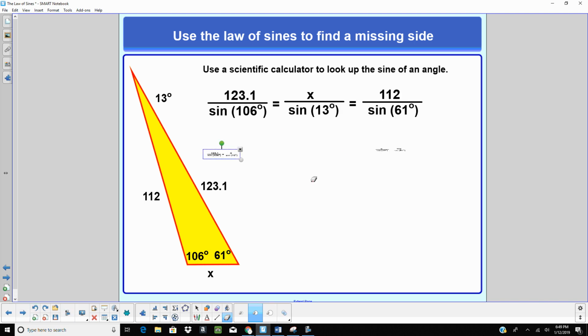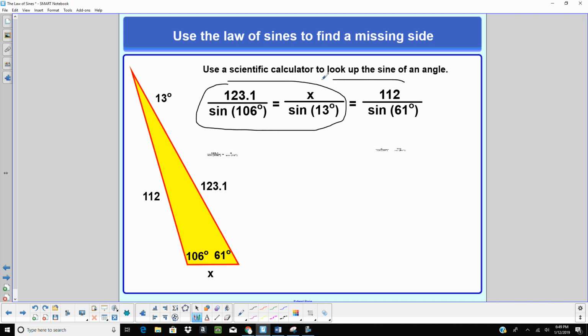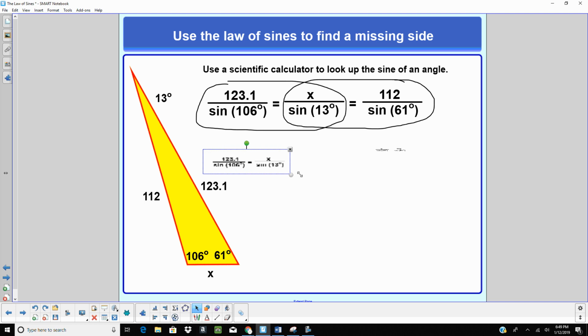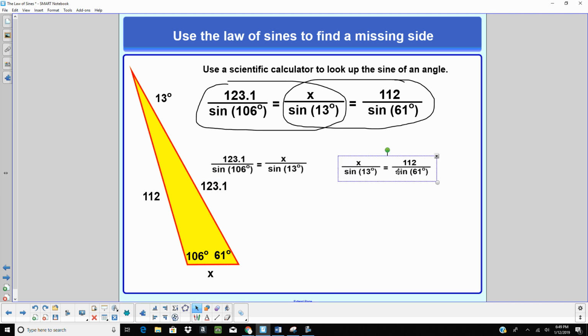When I do this, I've got a couple choices. I can set this ratio up right here, or I can set that ratio up right here. It doesn't really matter which ratio I set up, and you might even want to take a second and try doing both of them and see if your answers come out the same. I think I'm going to do the second one just because it looks like I have a little bit more room to work right there.